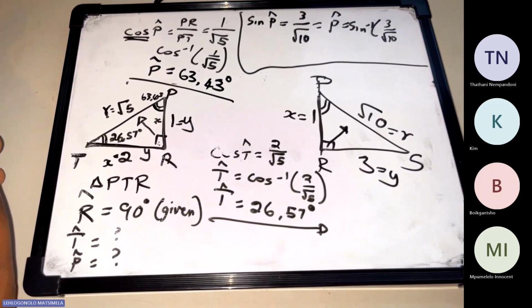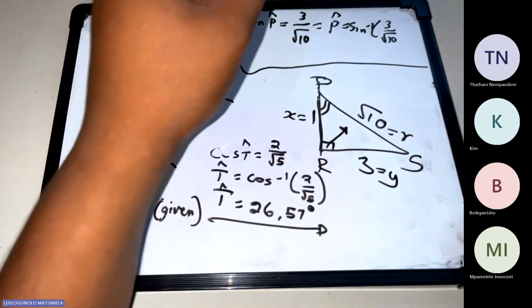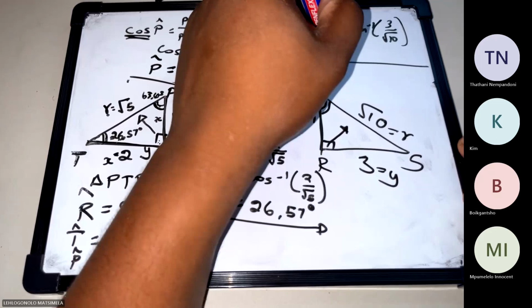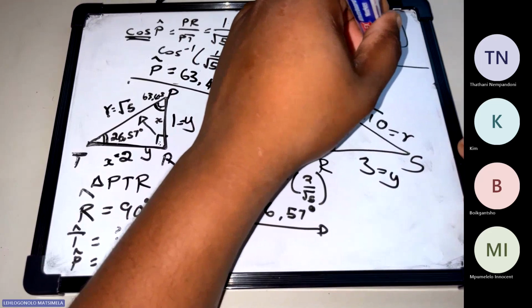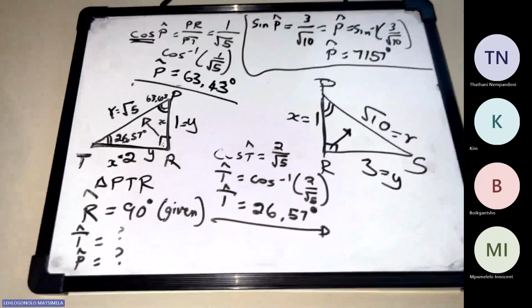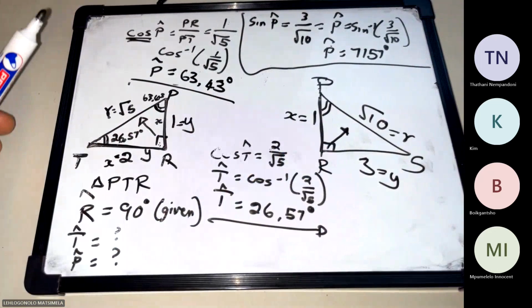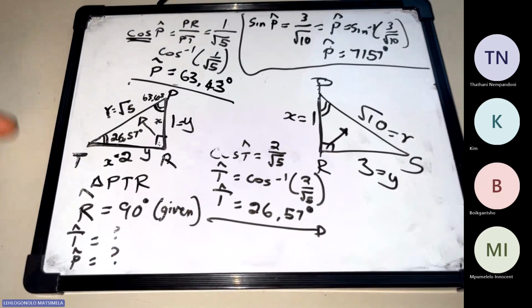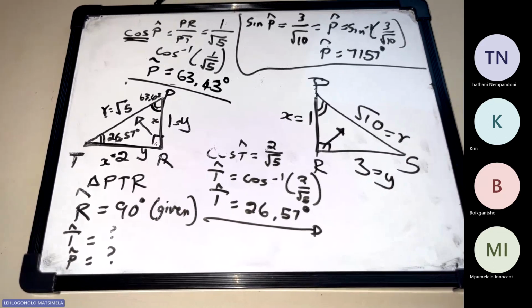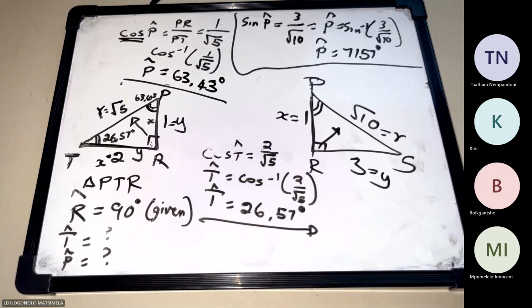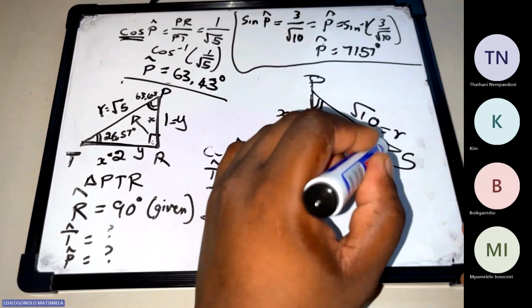As long as you can identify your x, you can identify your y. So we'll have 3 divided by root of 10. My calculator is going to give me angle at P is equal to 71.57 degrees. So without further ado, the angle here that is remaining is 18.43.